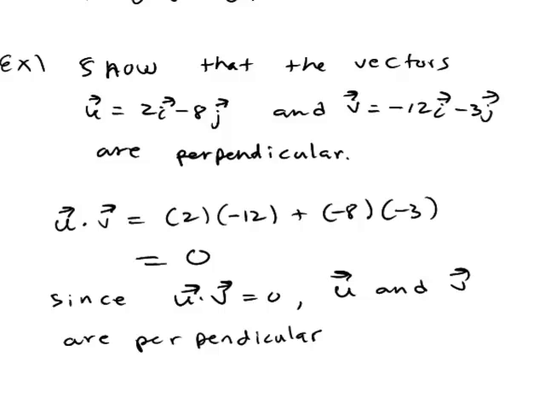And just in case you forgot what perpendicular means, that means if I were to graph the two vectors, the angle between the two vectors is 90 degrees. Okay, so that will end this video. So we talked about how to find the dot product, and we looked at some examples of how we can use the dot product.